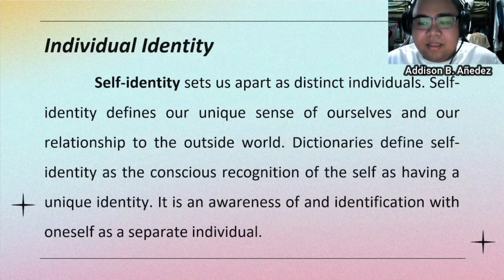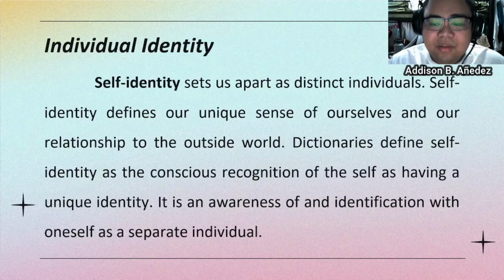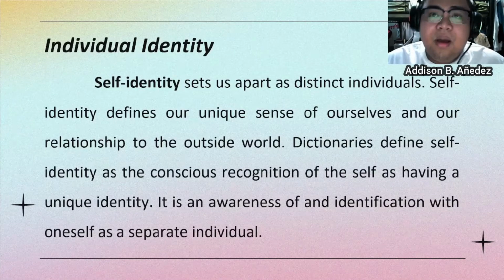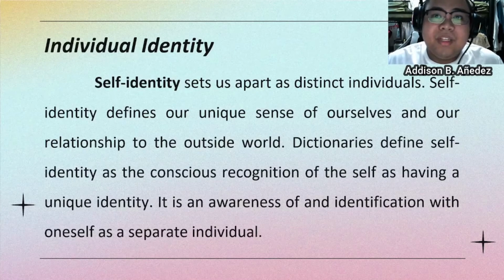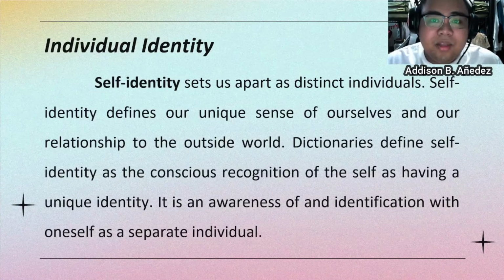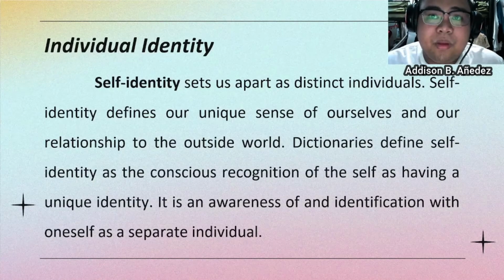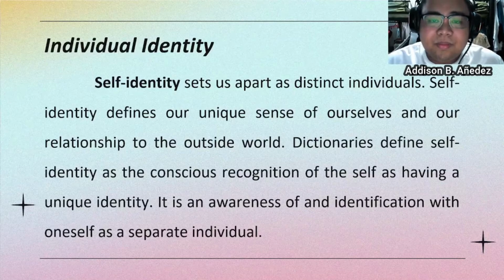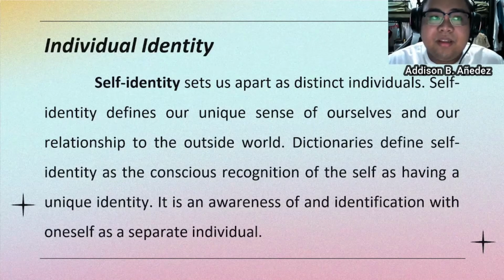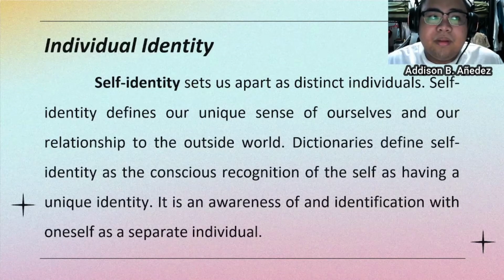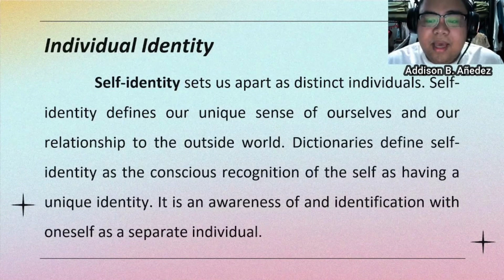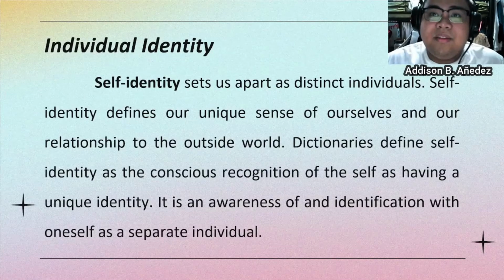And in dictionaries, they define self as the conscious recognition of the self as having a unique identity, as what I've said. And all of us are unique because we have different sets of abilities that we can do, like how we see the world, what we want to do to help, things like that. We have different ideas of the things that we will do. It is an awareness of and identification with oneself as a separate individual. All of us are different.